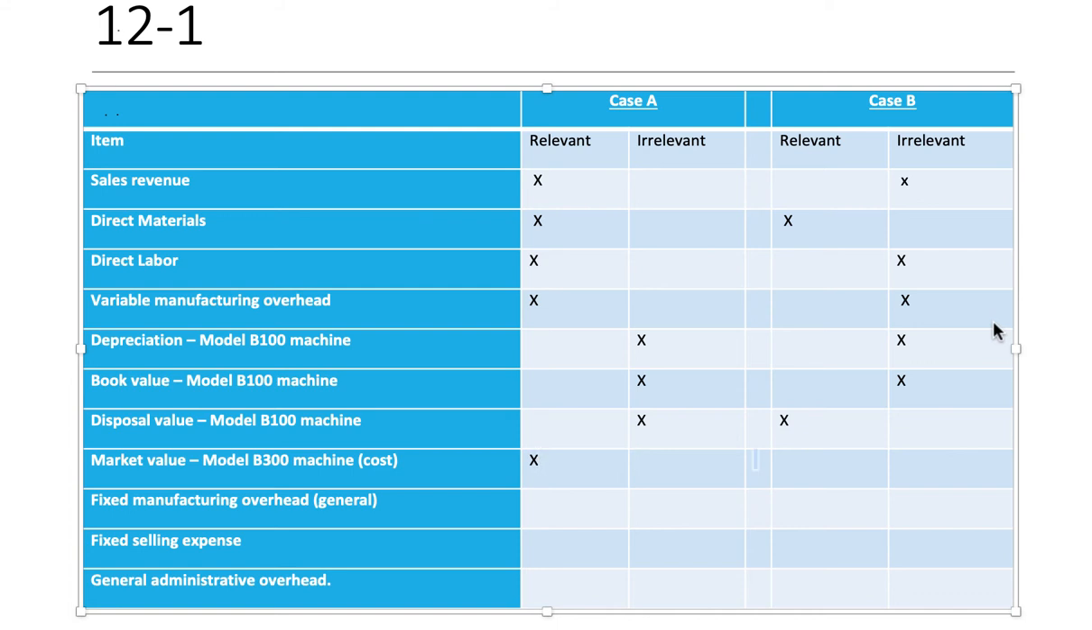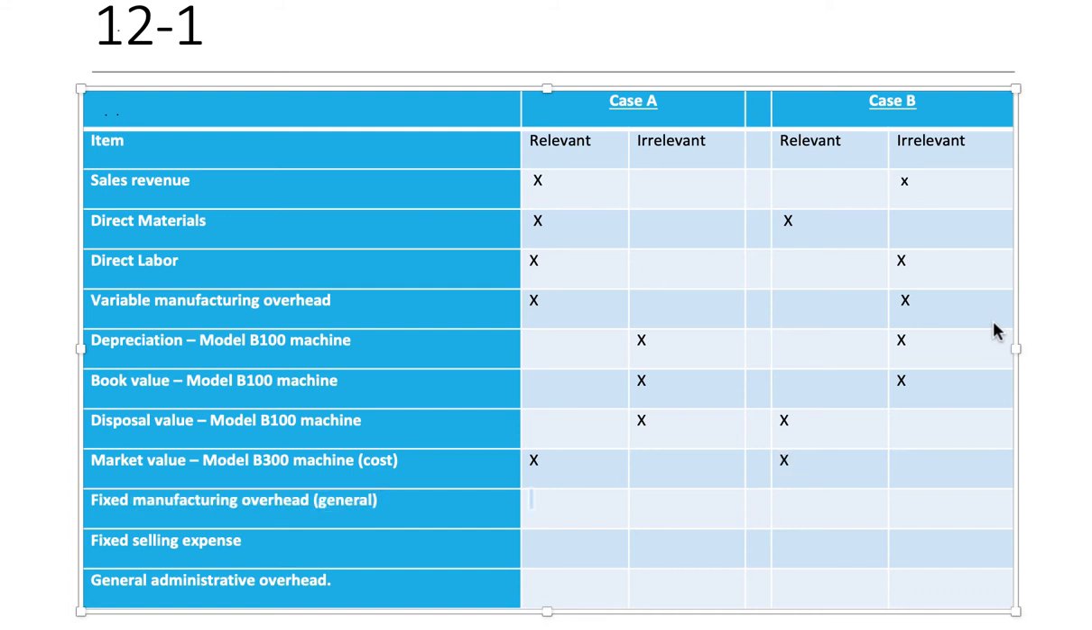Let's look at case B. Case B says I either keep machine B100, or the other scenario is I sell it and I buy B300. In that case, market value is also relevant.